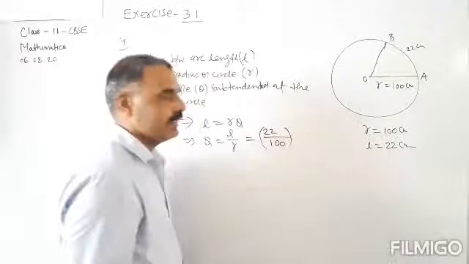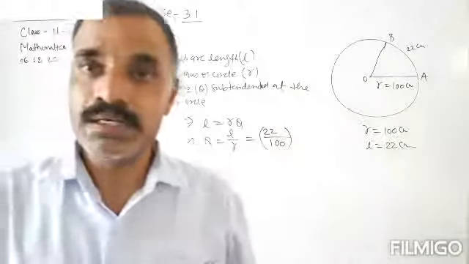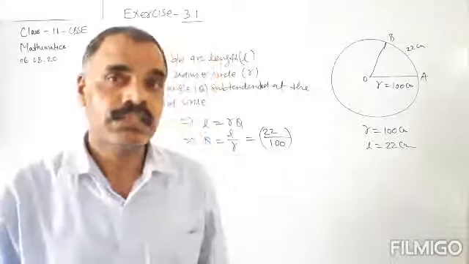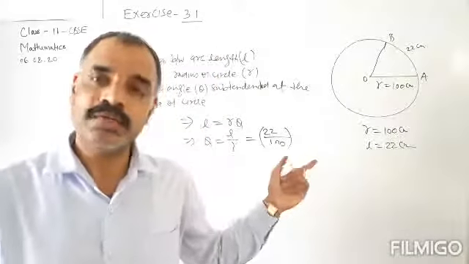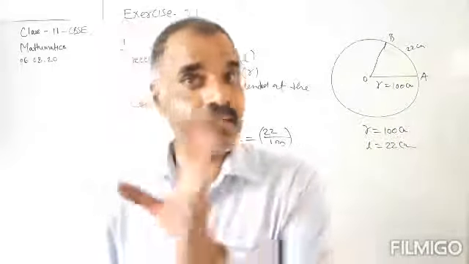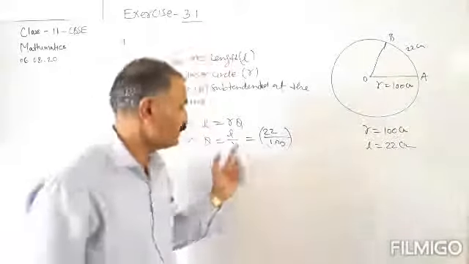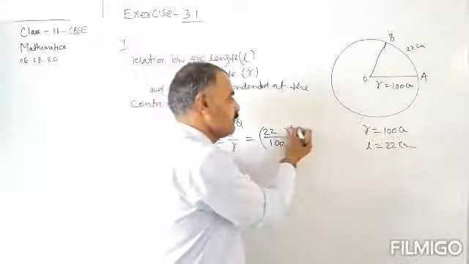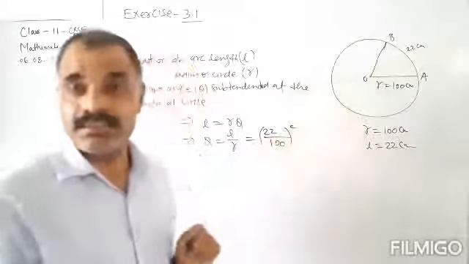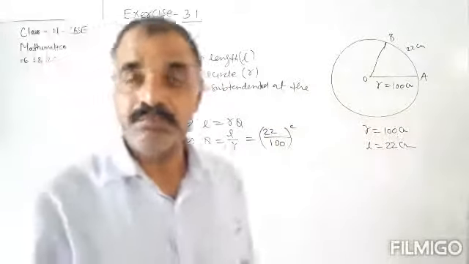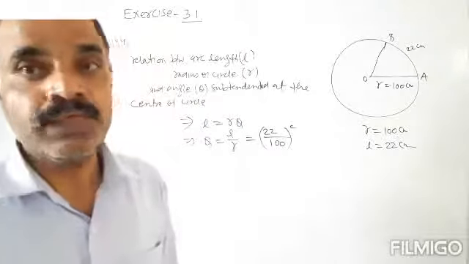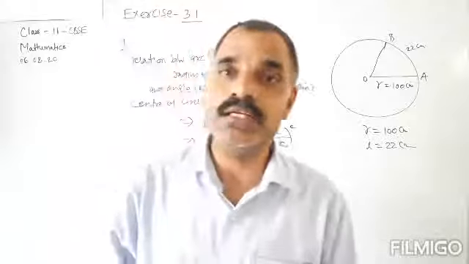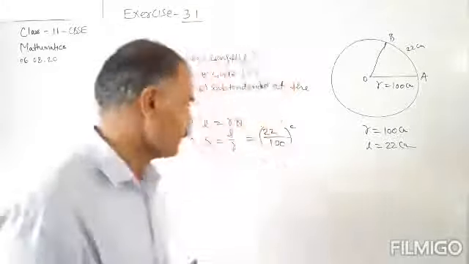So 22 by 100, this is the radian measurement. 22 by 100 is a real number, and a real number is the radian measurement. That is why this angle is in radian measurement. Put c as superscript, the symbol of radian. Now we have to convert this radian into degree measurement, because the answer should be in degrees.